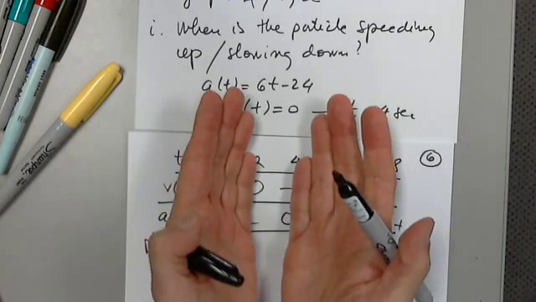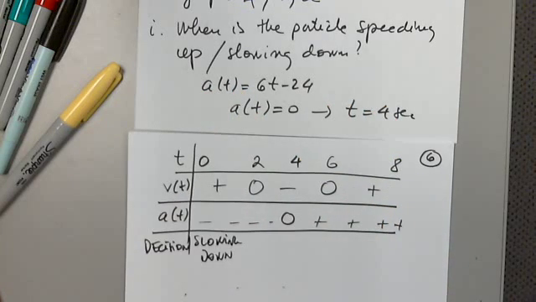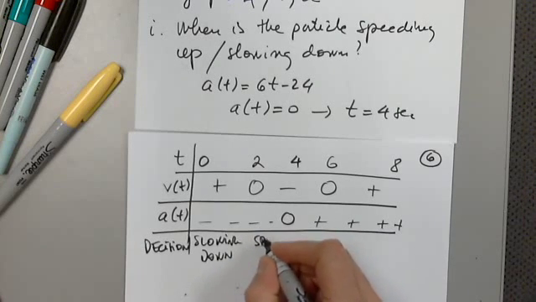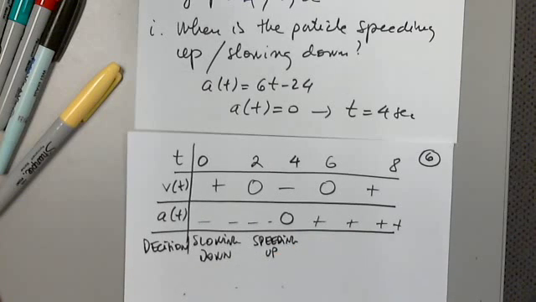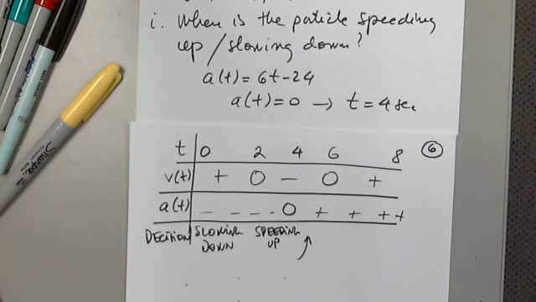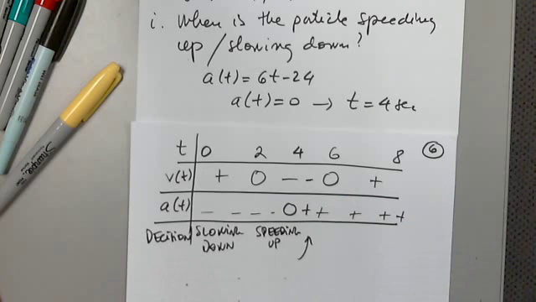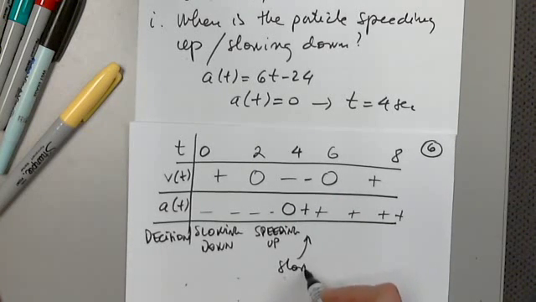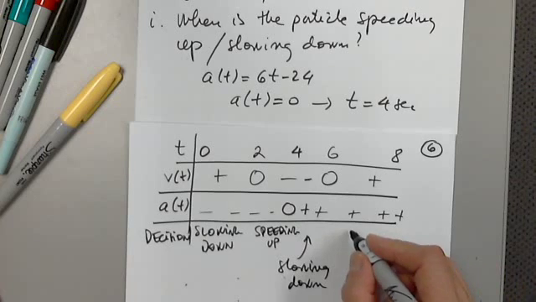Let's look at the second one. In the second subinterval between 2 and 4, the velocity is negative, but so is the acceleration. So the velocity goes this way, the acceleration goes this way, they're helping one another. What is the particle doing at the end of the day here? Yes, speeding up. What happens between 4 and 6? The velocity is negative, the acceleration is positive. Slowing down. And between 6 and 8, what happens? They're helping each other, speeding up.